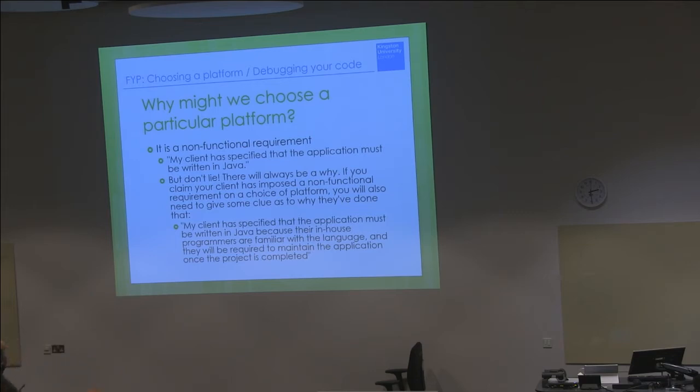Okay? Now maybe you'll get non-functional requirements that impose platforms on you. Your client is a Windows shop. They have Windows servers. They run Internet Information Server as their web server. So thus you have no choice, if you're writing a web application for them, but to use .NET. Okay? Or the flip side, the example up here: my client has specified the application must be written in Java. Right? But don't lie. I've had people before try and come up with a, well, I want to write it in Java, so I'm going to claim my client told me to. Right?